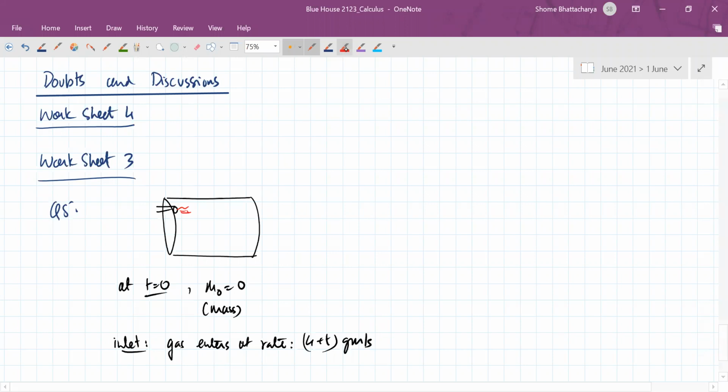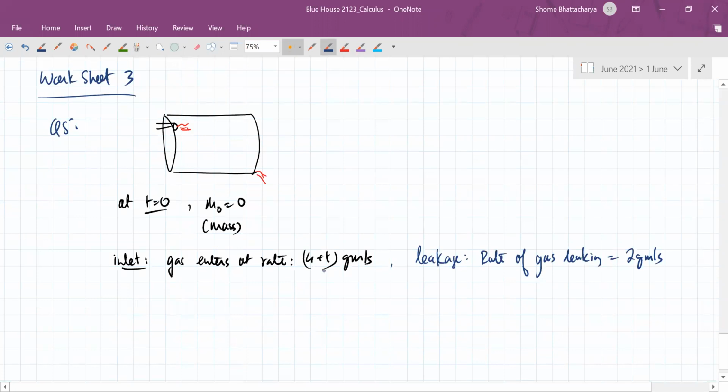Okay. But at the same time, somewhere there is a leakage also, where the rate of gas leaking is given to us as 2 grams per second. Okay. So now basically we can see that always the rate at which gas is being let in, the inlet rate, is greater than the leakage rate.